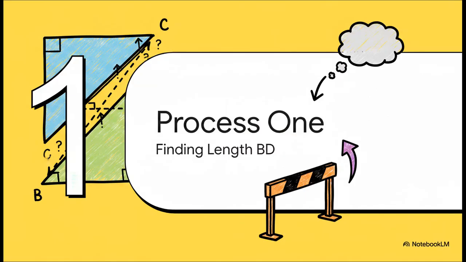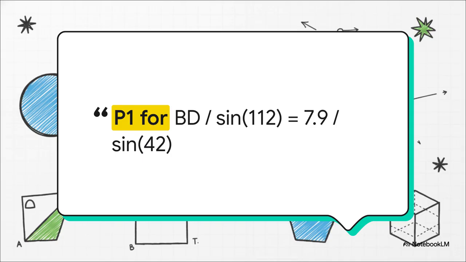All right, moving right into process 1. Finding length BD. Now, to get the area of that bottom triangle, BCD, we quickly hit a wall. We just don't have enough info yet. We literally only know one side, BC. So the absolutely crucial first step, we've got to find the length of that shared internal diagonal line, BD, the one bridging the top and bottom triangles. That's our first major hurdle. And boom, that brings us to our first official mark.